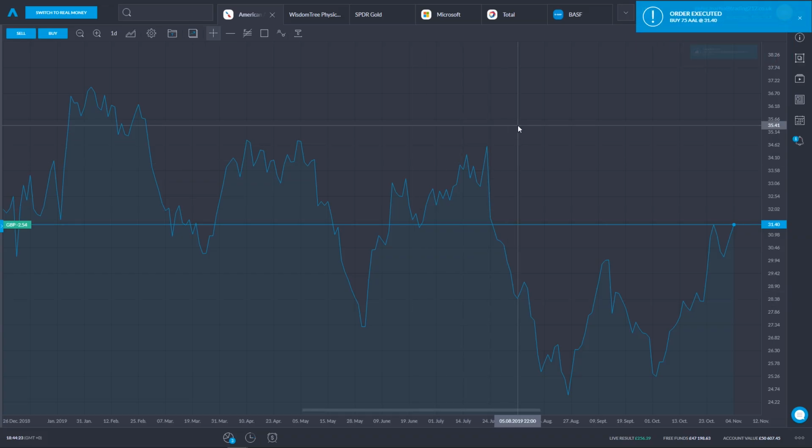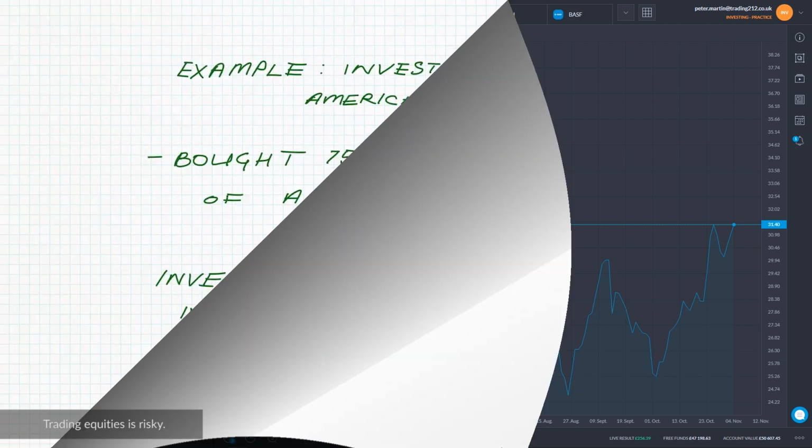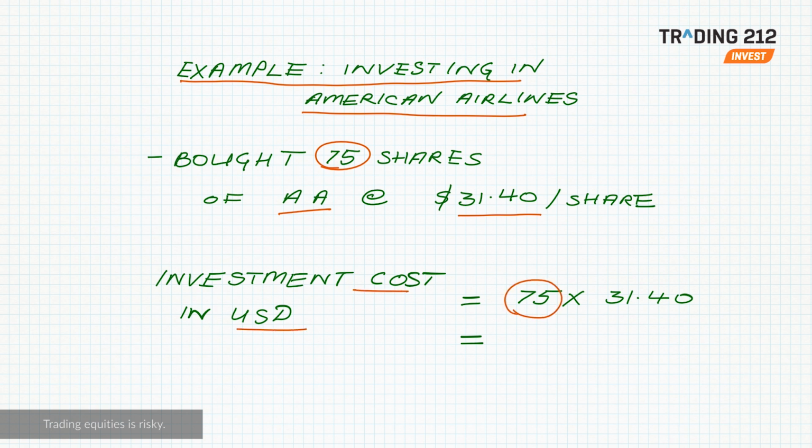And my order has been executed. So I have now invested my money in buying those 75 shares of American Airlines. So let's just work through some numbers now for our example of investing in American Airlines. So I bought 75 shares of American Airlines at a price of $31.40 per share. So my investment cost in US dollars is those 75 shares multiplied by the price of each share. So it's 75 multiplied by $31.40. And that gives us a number of $2,355. That's the price in US dollars, but my account isn't denominated in US dollars, so we don't stop there.